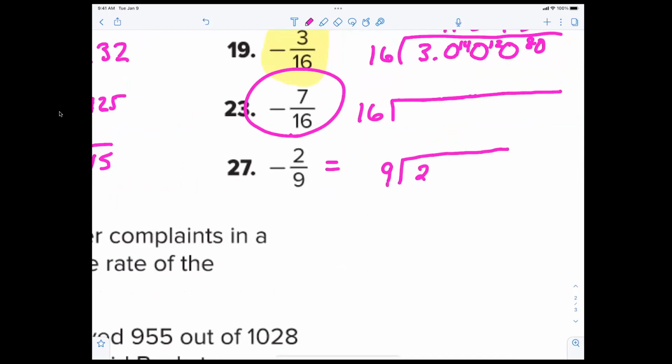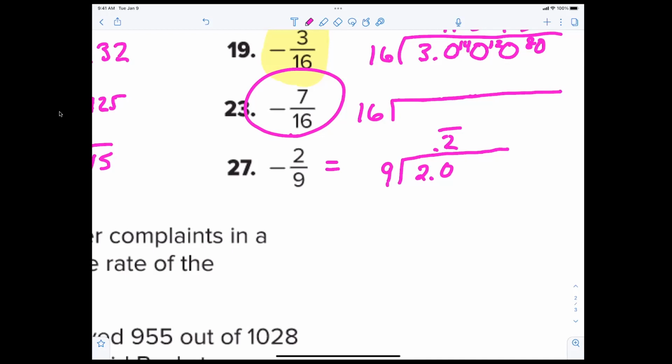So 9, 2.0. How many times does 9 go into 20? Twice. How many left over? So what's the answer? There you go. 0.2 repeated. You with me on that? So that's a good example, even if you forget.